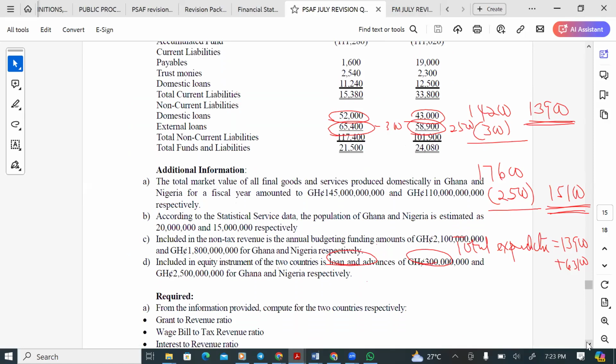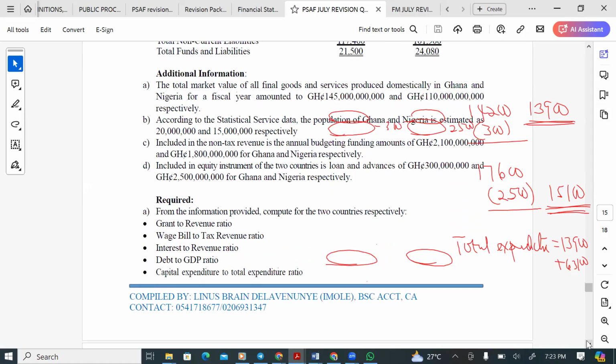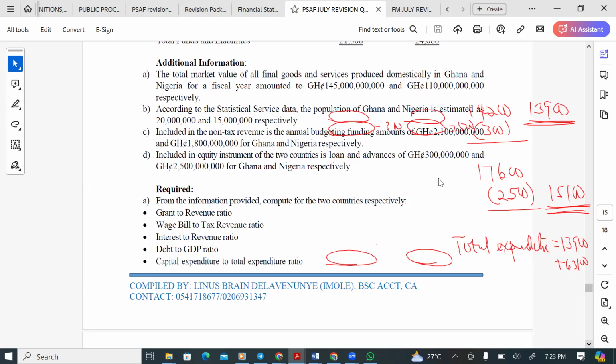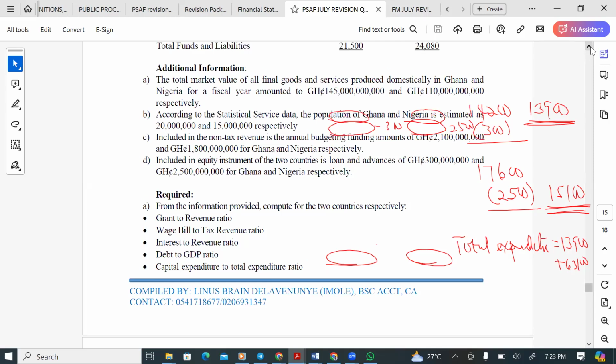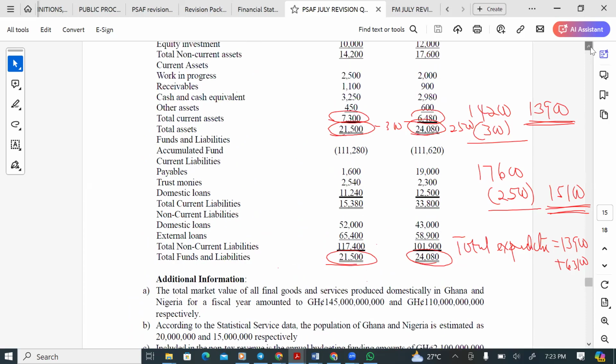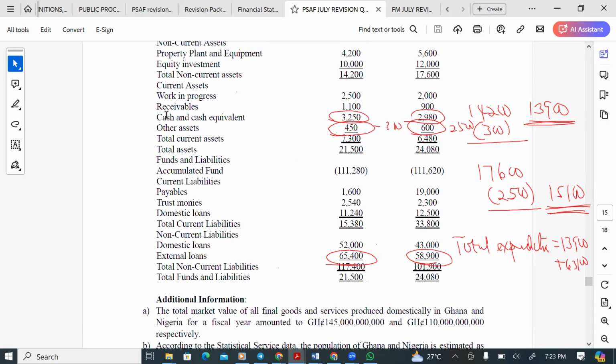It's where the capital expenditure is. Okay, so supposing the question is financial asset to total expenditure, how do we identify the financial asset in the question? Financial asset is the cash and cash equivalents plus receivables plus the equity investments.